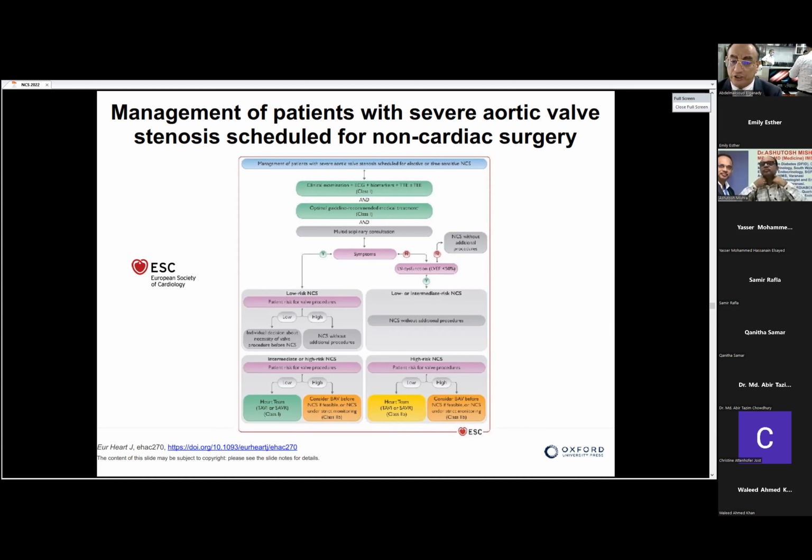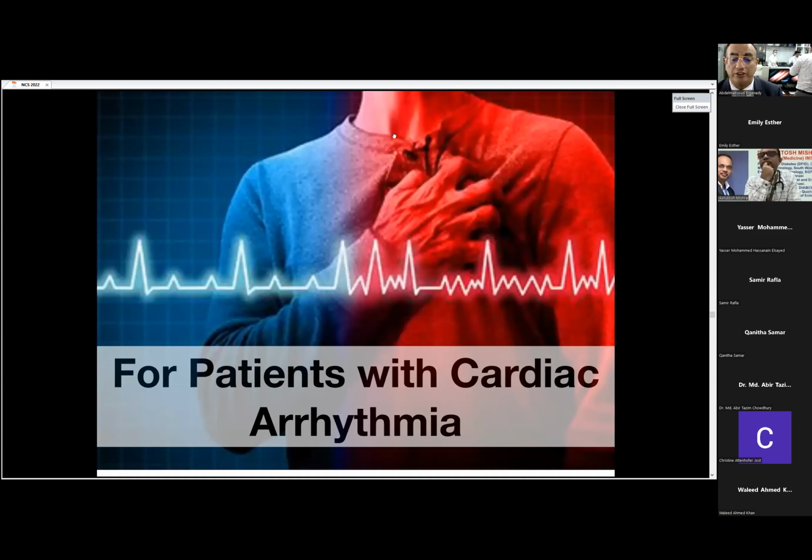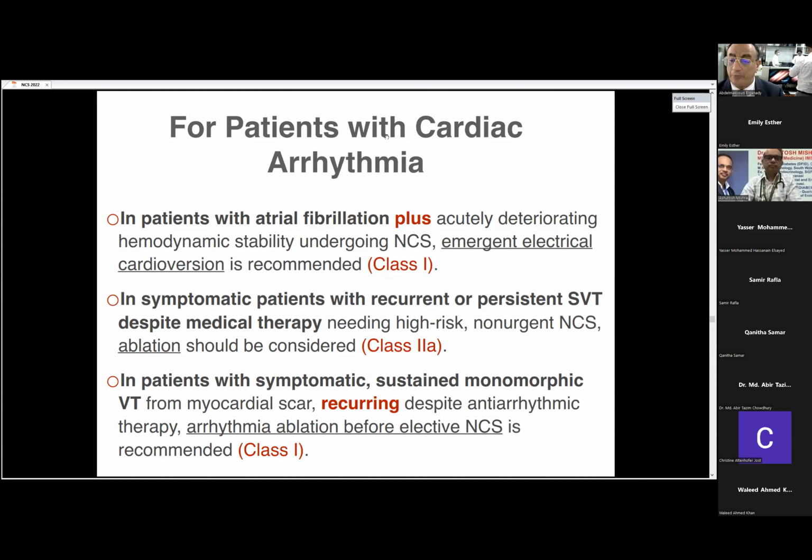But if there is an urgent procedure or low-risk non-cardiac surgery, you can proceed. For moderate-risk surgery, high-risk surgery, or elective surgery with a severe valvular lesion, you have to do valvular intervention before the procedure. For patients with cardiac arrhythmias, very important: for a patient who develops atrial fibrillation, you have to plan TEE-guided cardioversion to minimize the anticoagulation and to reduce the bleeding related to anticoagulation.